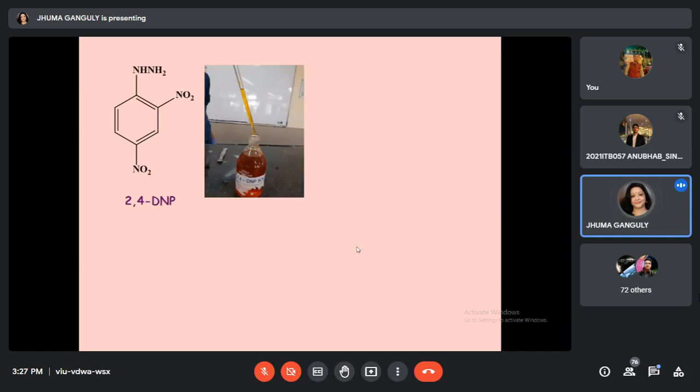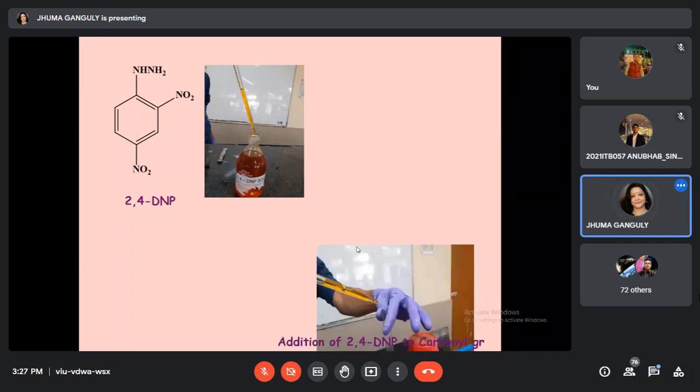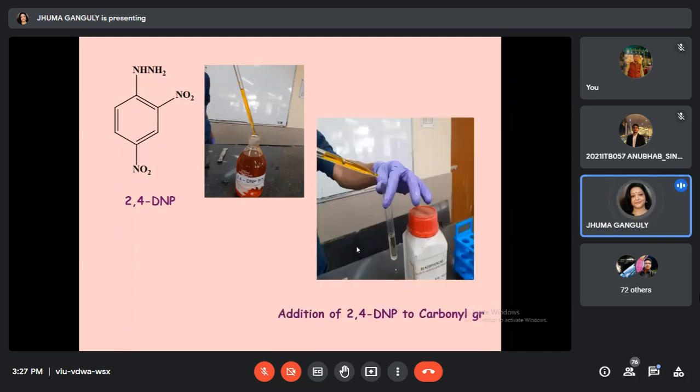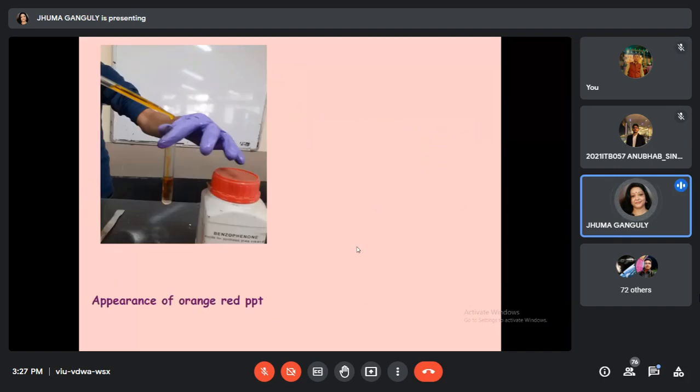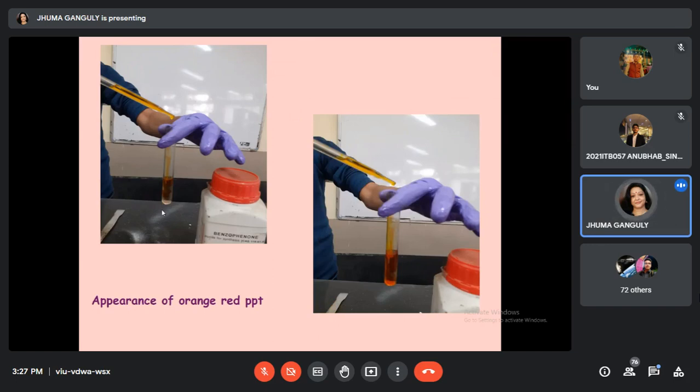So this is 2,4-DNP. The solution is also an ethanolic solution. On addition of the 2,4-DNP to the carbonyl group, immediately you can see the appearance of some orange dye. Slowly it will give a precipitate. Slowly it forms an orange red precipitate.